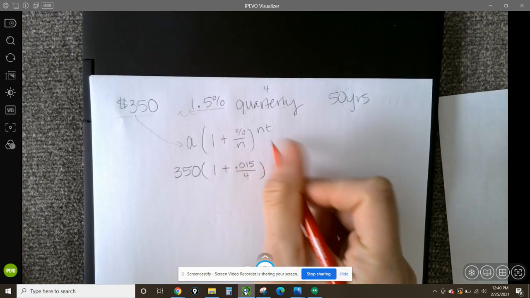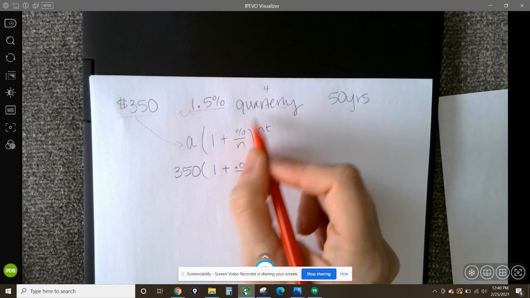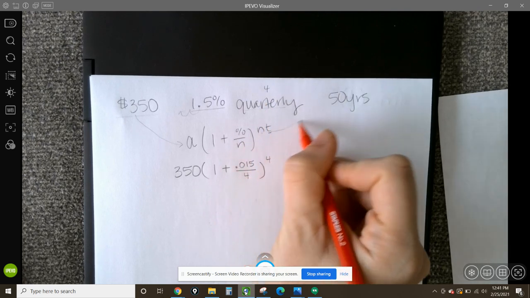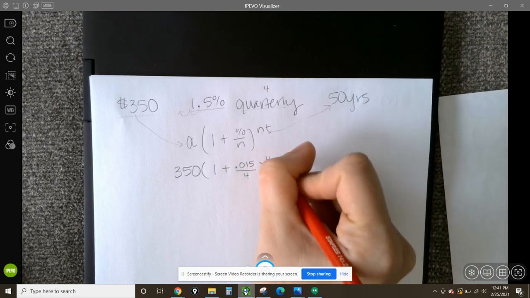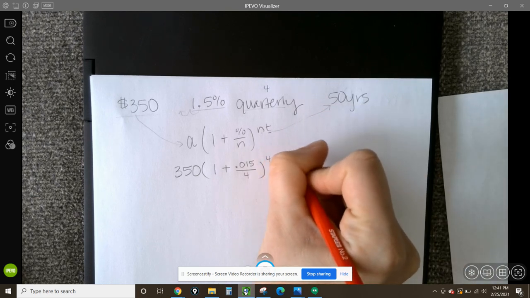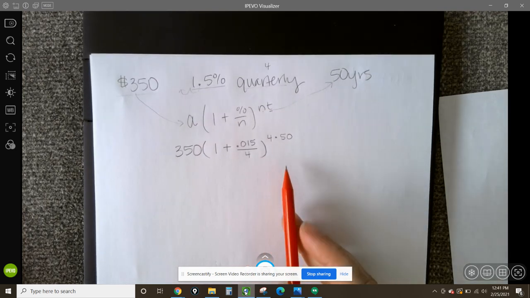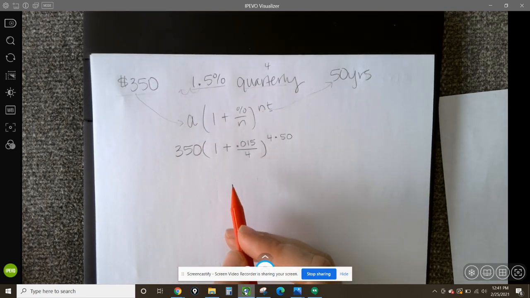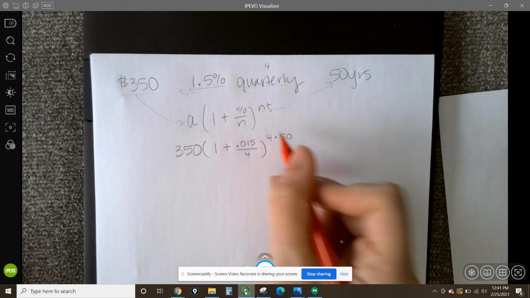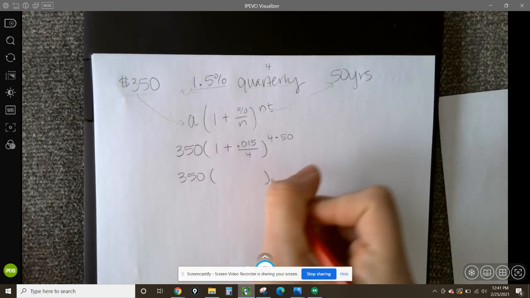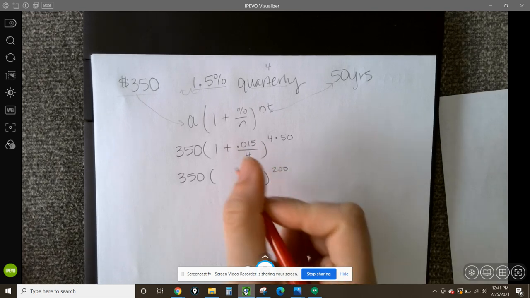And the exponent is going to be that same n, how many times we're compounding, so 4, times t, which would be the number of years, the time that you're leaving it in there. So we're going to leave it in for 50 years. So this is what we're going to have to evaluate. And so you can just use your calculator to do that. 4 times 50 is 200. So it's going to look like this. 350 times something to the 200 power.